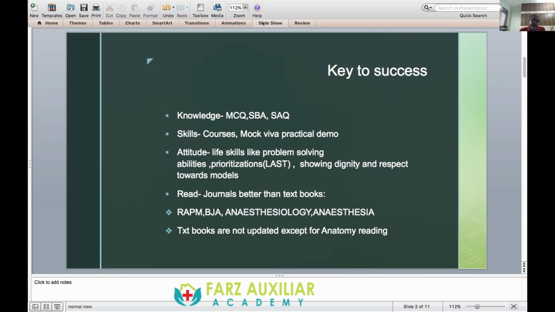Especially for our South Asian group of people, this is one of the training points we have to give: when I tell you to go and do an ultrasound scan, don't just take the probe and immediately go there. Say one or two sentences to show respect to the patient. You have to read quite a lot, and I feel that journals are better than textbooks, because textbooks are mostly outdated. Textbooks for anatomy are very good, but the rest of the regional anesthesia textbooks don't update every year, while journals come up with newer ideas every 3 months.